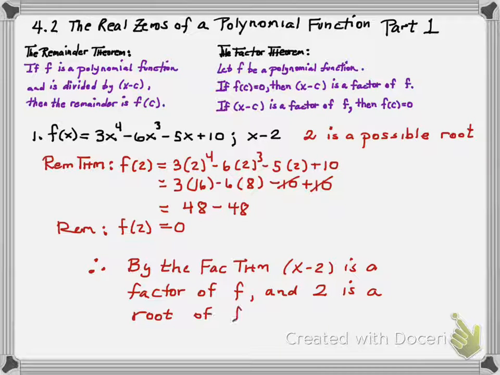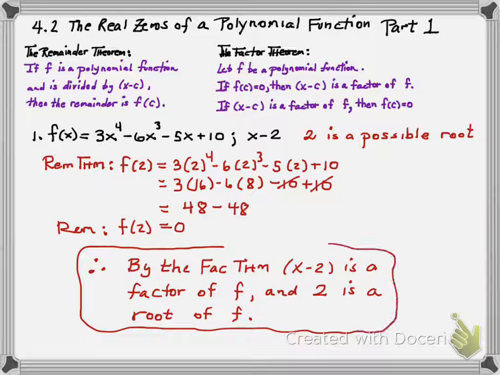And this is how I want your answers to look tonight. All right, nice full sentence, fully explaining what we found. Again, by the factor theorem, x minus 2 is a factor of f, and 2 is a root of f. Why is this? Because our remainder equaled 0. All right, let's go on to number 2.